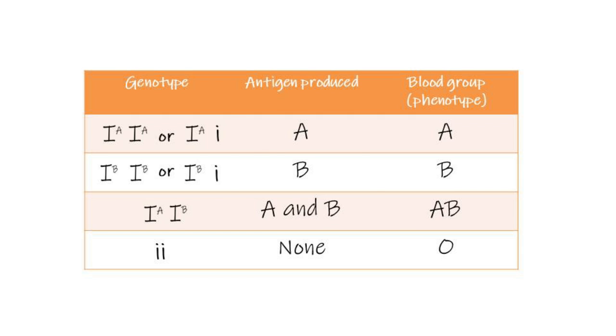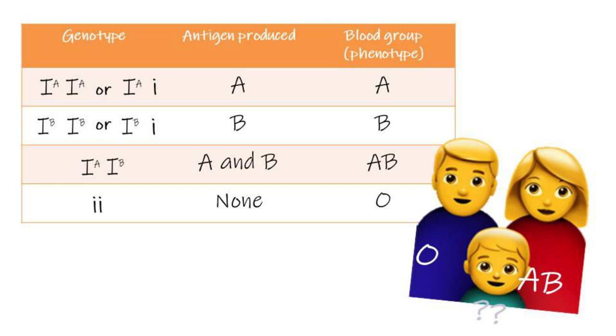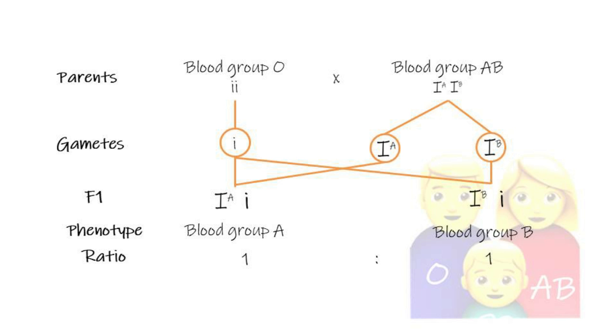We can use a genetic diagram or Punnett square to predict a person's possible blood group. For example, a man of blood group O and his wife of blood group AB are going to have a baby. What are the possible blood groups of this baby? As you can see from the diagram here, the baby will have a 50% chance of being blood group A and a 50% chance of being blood group B.